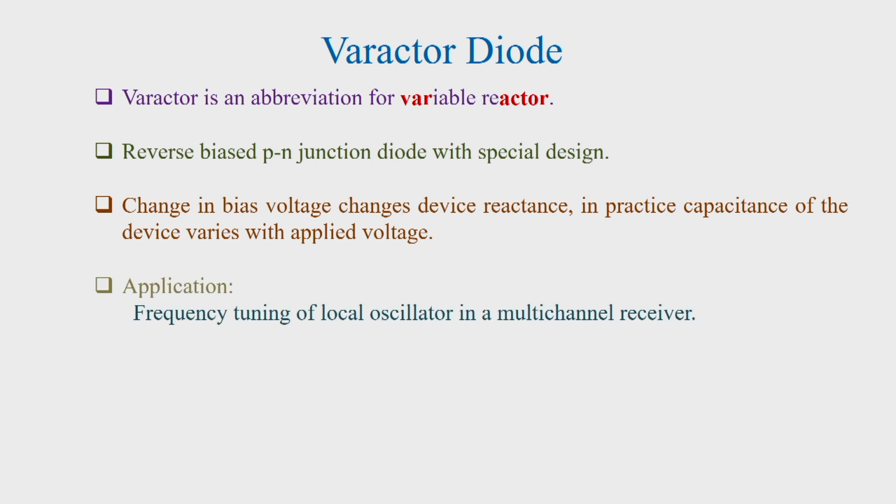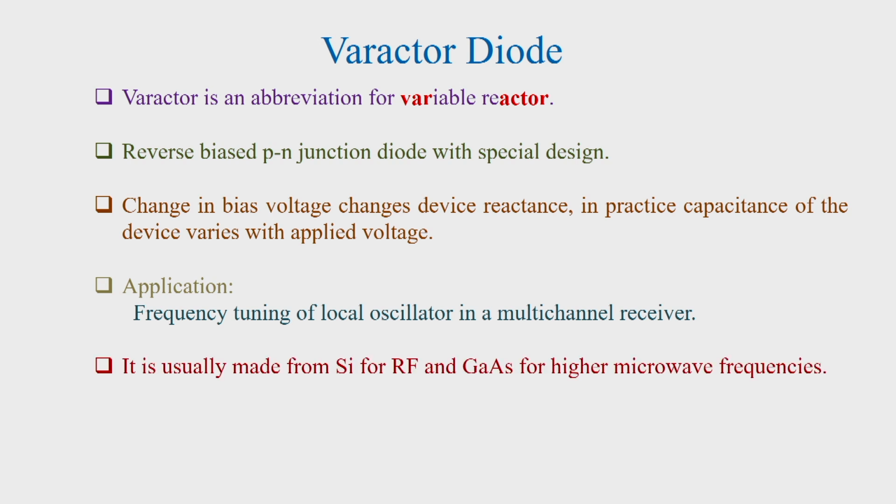Now, Varactor diodes are specifically used for frequency tuning of local oscillators. Such diodes are usually made from silicon for RF frequencies and from gallium arsenide for higher microwave frequencies.